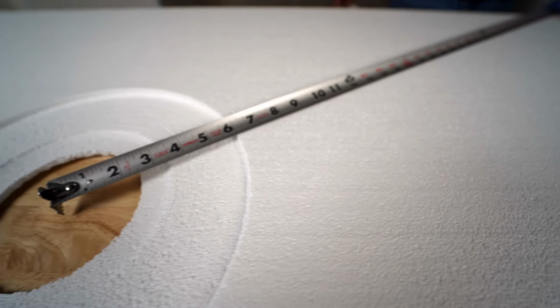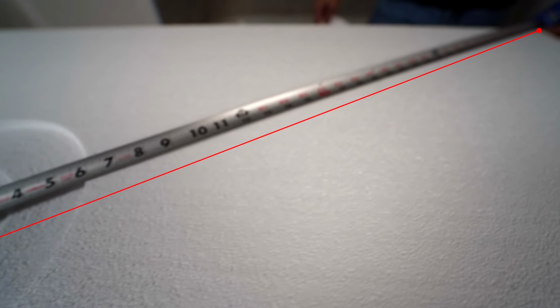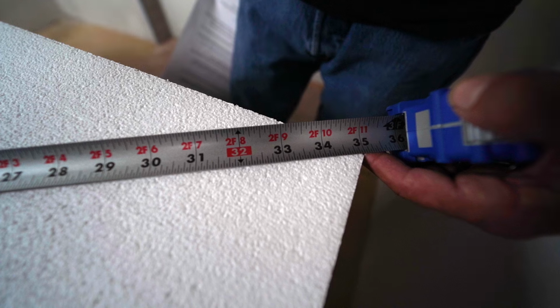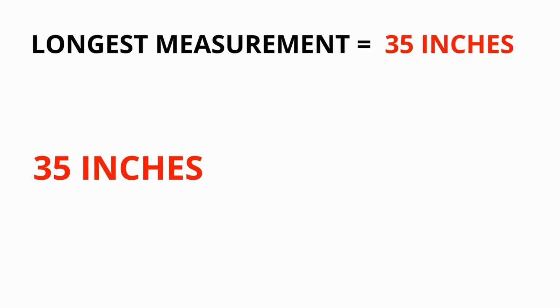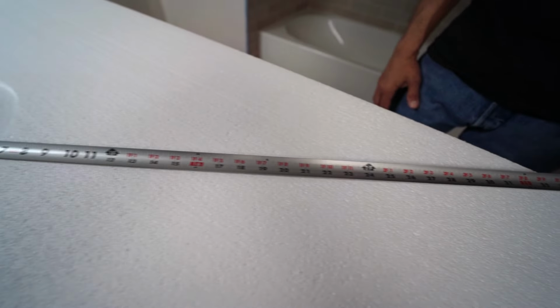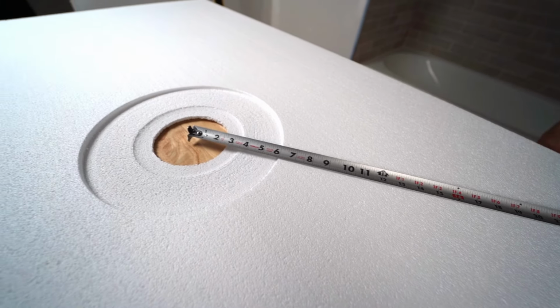Step 1 is to find the longest measurement from the drain to a corner. In this case, it's 35 inches. Step 2 is to multiply this measurement by 2%. 35 multiplied by 0.02 means we have a minimum slope requirement of 0.7 inches. This is the slope between the furthest point and the drain.